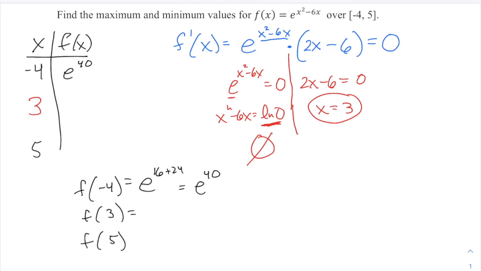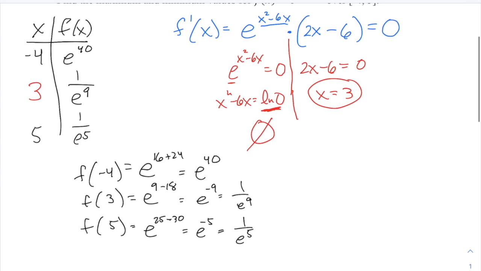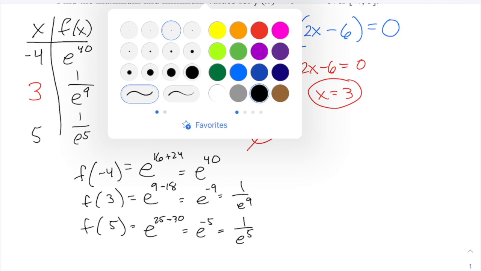f of 3, you're going to get e to the 3 squared is 9 minus 18, and that's going to be e to the -9th, or 1 over e to the 9th. Definitely a very small value, very close to 0. And f of 5, we get e to the 25 minus 30, so e to the -5, also a small value, 1 over e to the 5th, but not as small. Hopefully you're making this conclusion right along with me. 1 over e to the 5th is small, but not as small as 1 over e to the 9th.